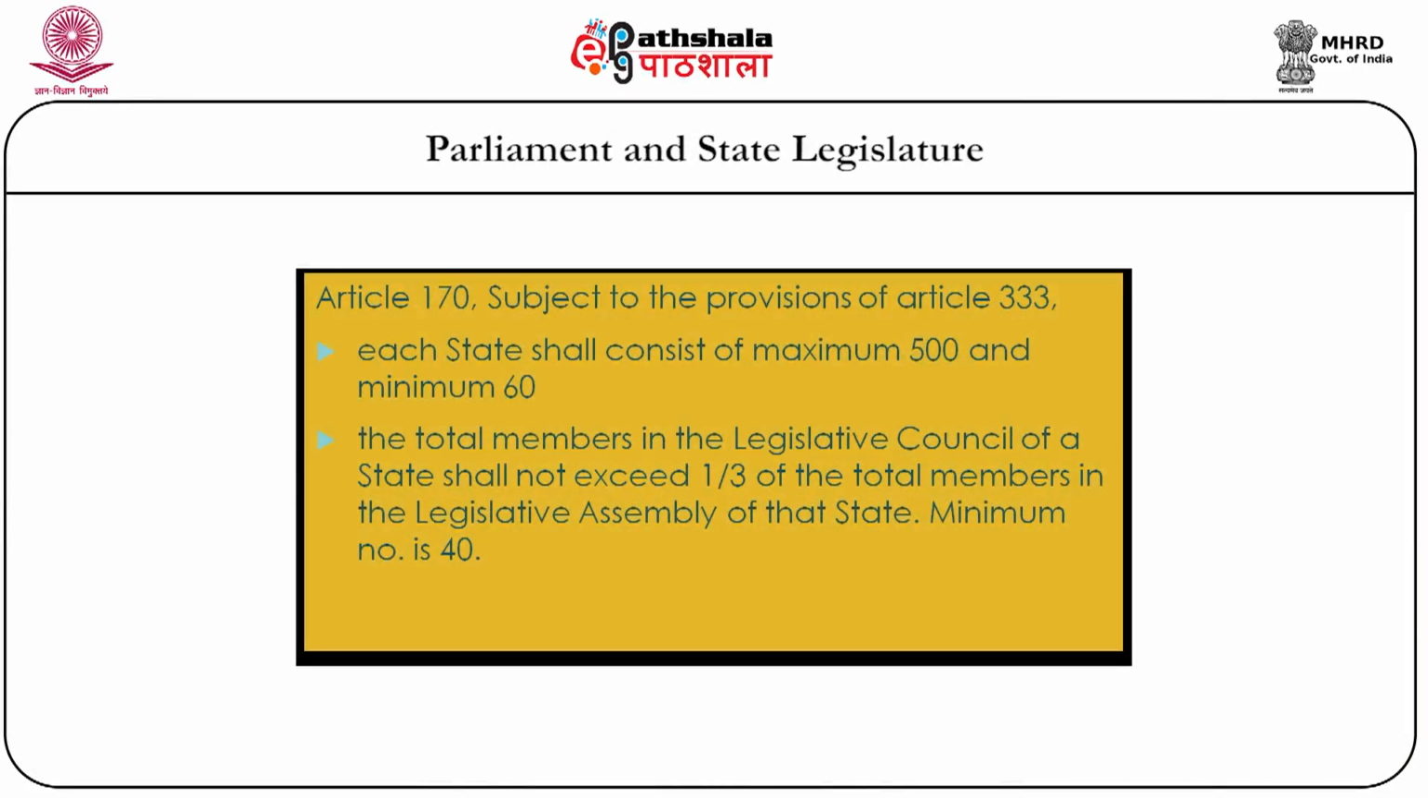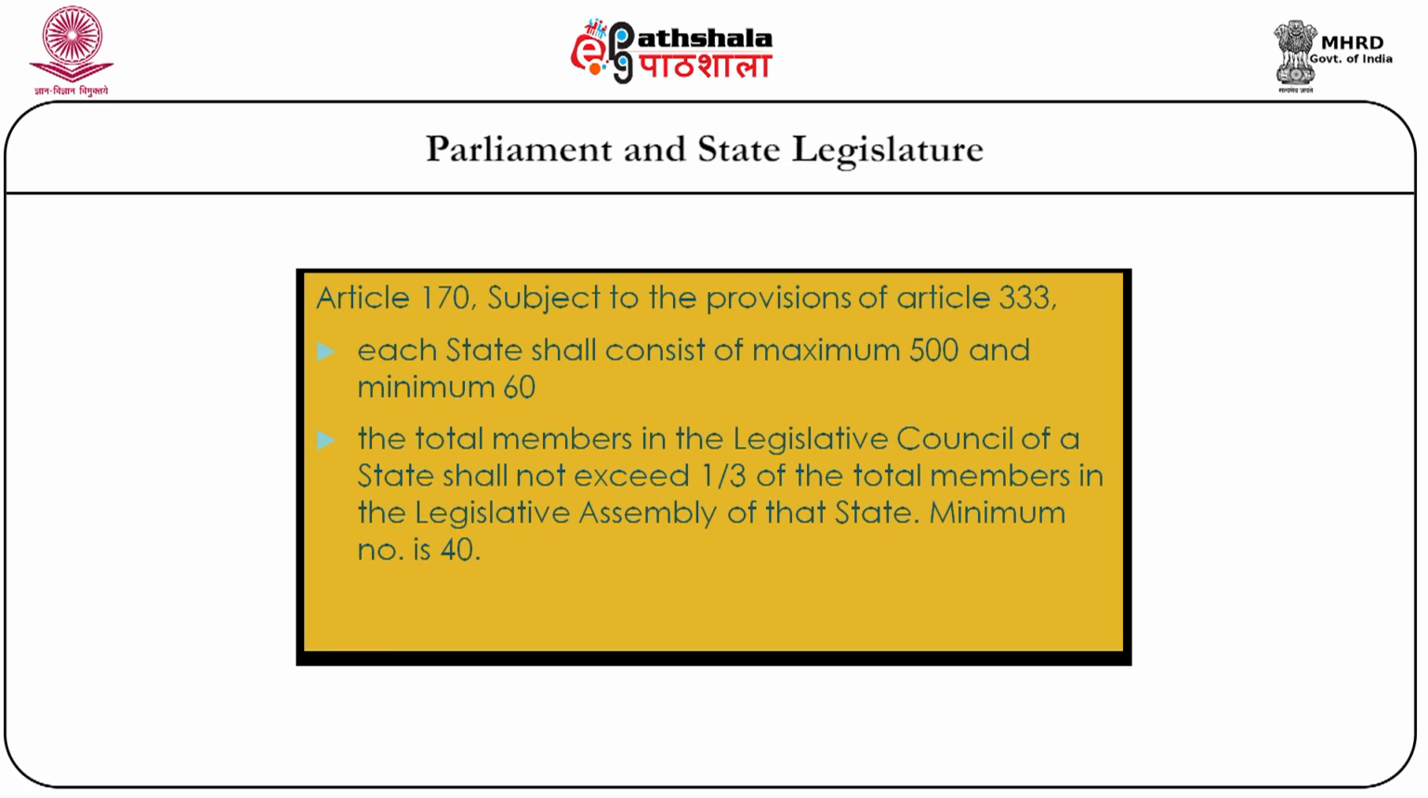So, to discuss the constitutional composition of the state legislative assemblies and councils, I would like to highlight Article 170 of the Indian Constitution, which is subject to the provisions of Article 333. Here, each state shall consist of a maximum of 500 members and a minimum of 60 members in its house.